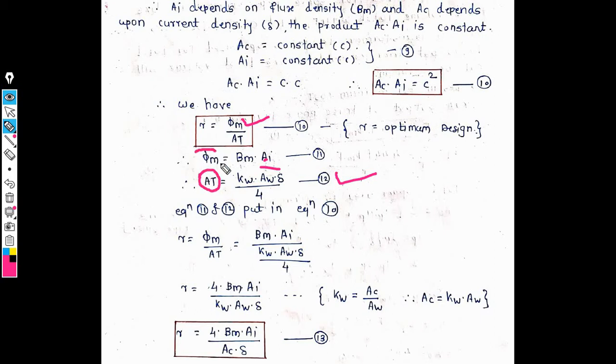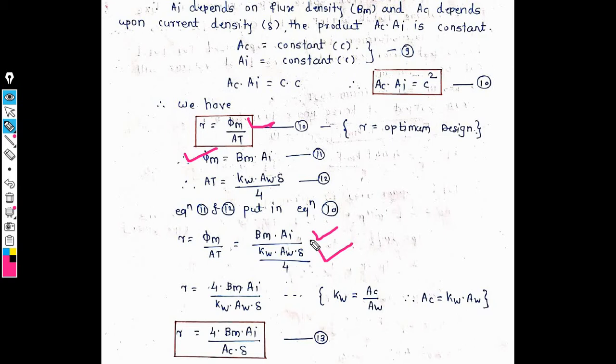Both values AT and phi m are put in equation number 10. That means equation 11 and equation 12 are put in equation number 10. Then R is equal to phi m upon AT. Then phi m, rearranged, is Bm into AI. This is the formula. Put it here. And ampere turns, that is AT, is KW into AW sigma upon 4. Put it here. That means both values are put here.